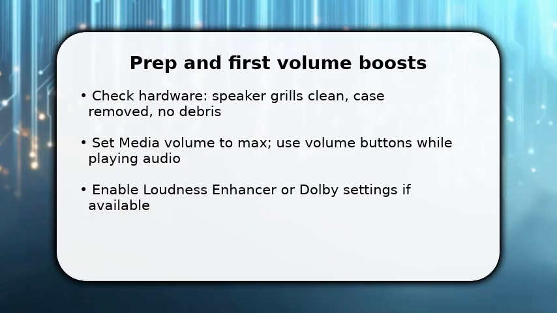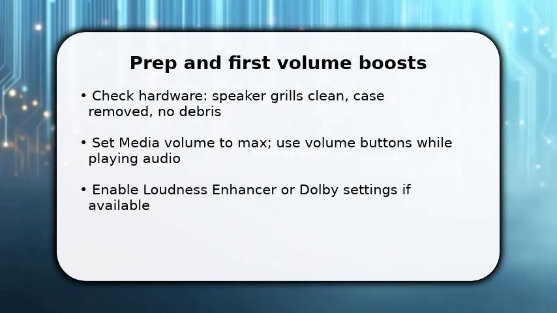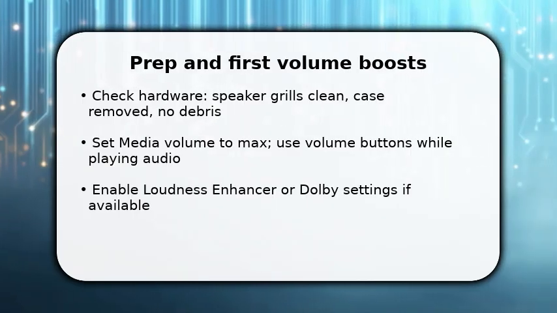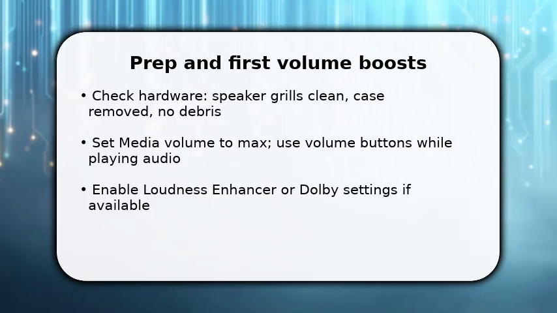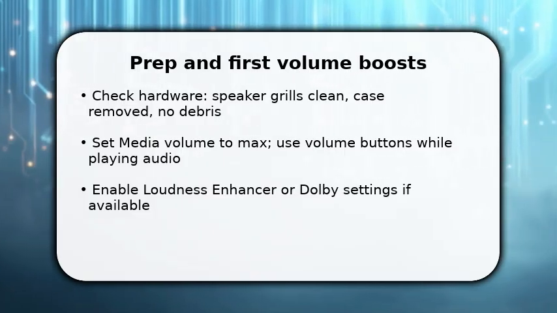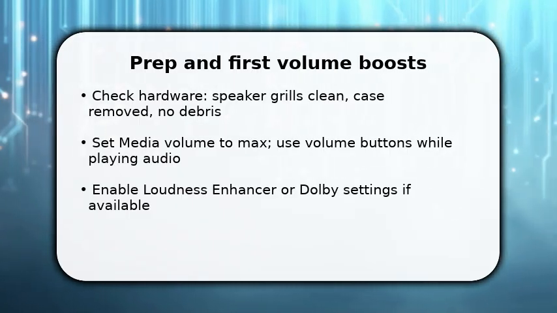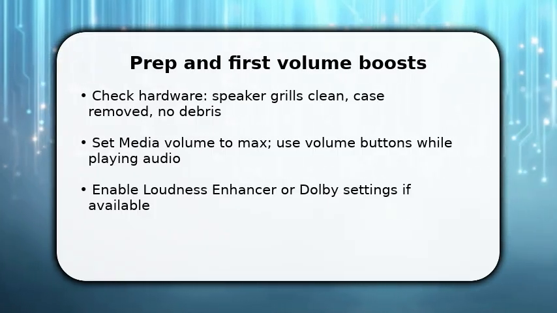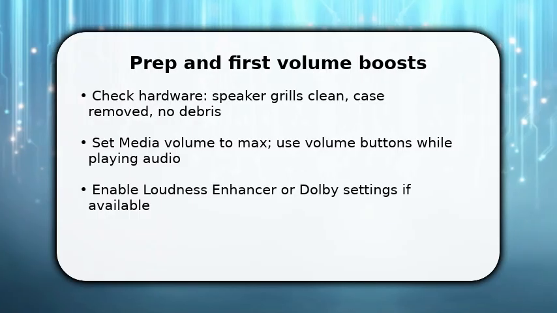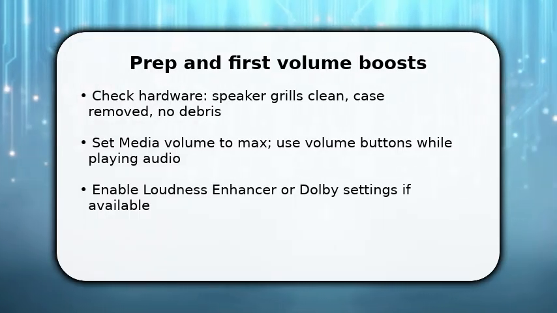You start by eliminating simple physical limits. Remove the case and clear speaker grills so sound isn't muffled. Next, play media and push the media volume to max with the side keys. This immediately raises loudness. Once done, open sound settings and enable any loudness enhancer, Dolby Atmos, or equalizer presets. These increase perceived volume without distortion. You're doing quick, effective adjustments to get more output before deeper system changes.